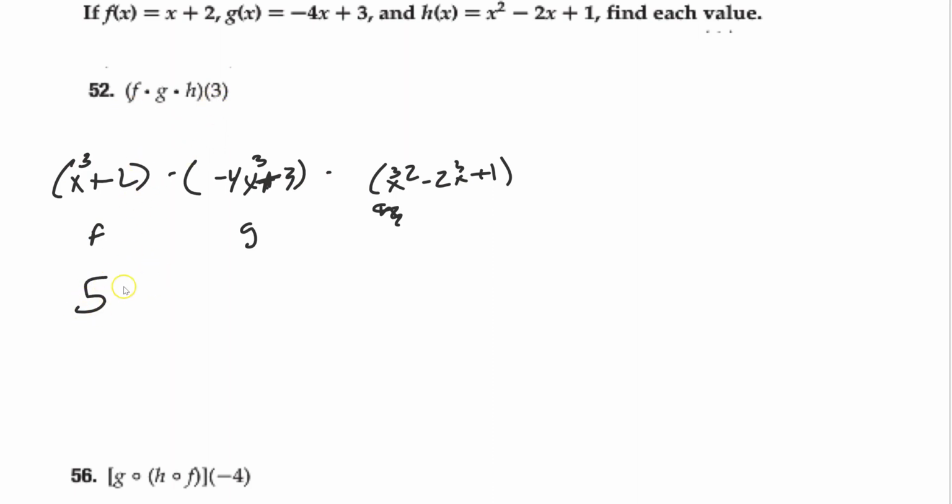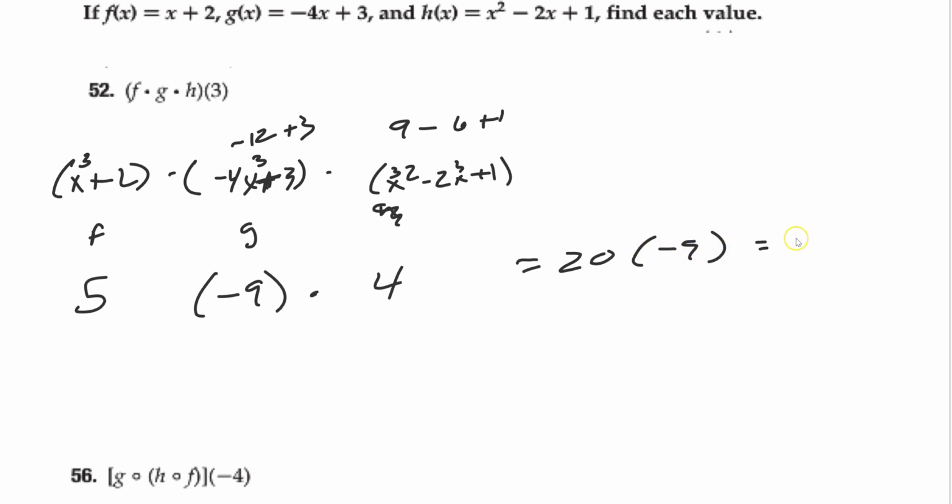So I get 5 here. Negative 12 plus 3, so negative 9 in the middle. And over here I get 9 minus 6 plus 1, so 4. So I get 5 times negative 9 times 4, so negative 180. All right, a lot simpler. It takes a lot less time than multiplying it all out first. Just plug it in, multiply them all together.